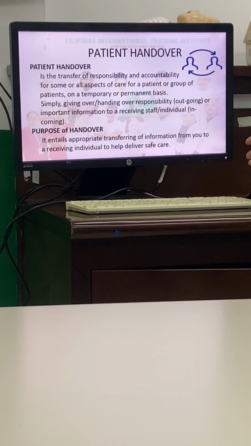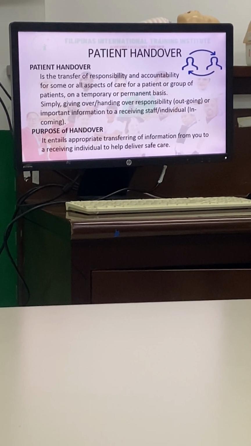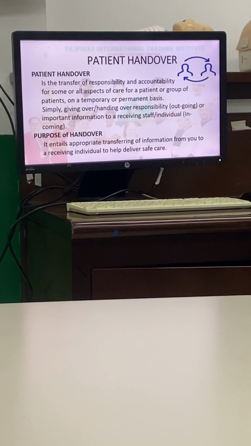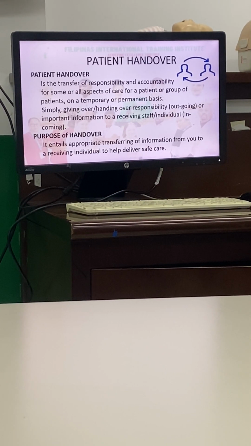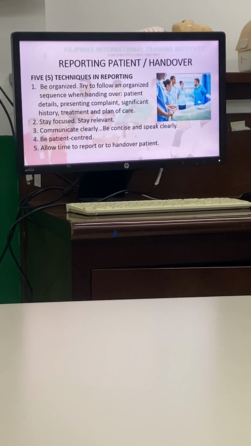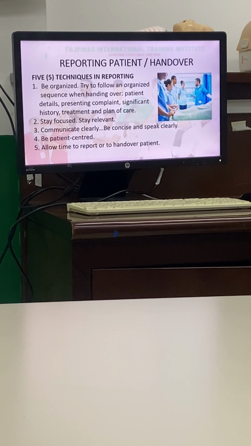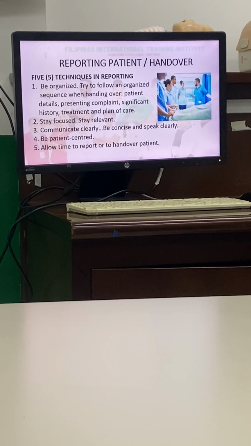Alright? So what is the purpose of handover? It is to help us deliver patient care properly, so we deliver quality patient care for the patient. So there are five techniques in handover. How are we going to hand over? As we said, be organized. Accordingly, you write down your handover. What else do we need to do here? We need to stay focused.